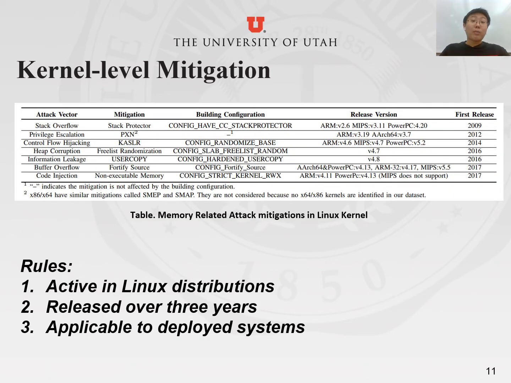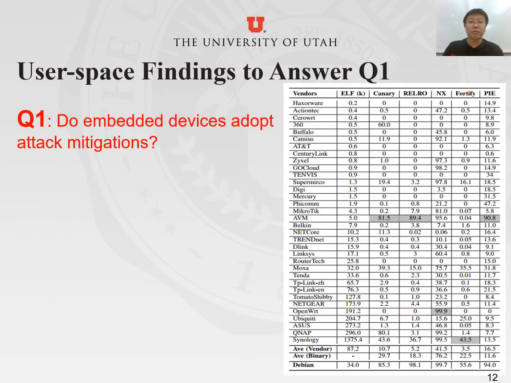We follow a similar rule in selecting kernel-level mitigation. First, the mitigation is active in Linux distributions. Second, it has been released for over 3 years, so the vendors have had enough time to deploy them. And finally, it's applicable to deployed systems.